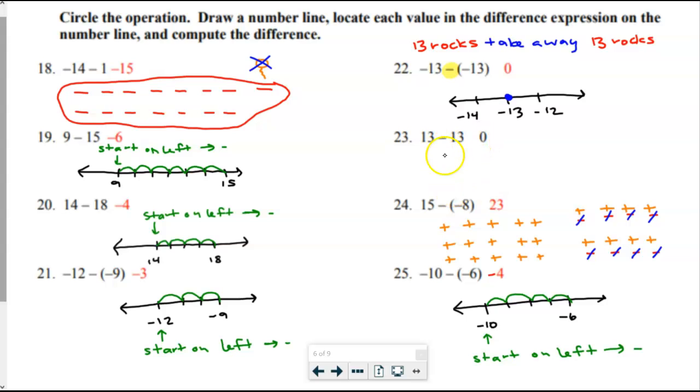Same thing here. 13 minus 13. This is a positive 13. So I can think about this as 13 balloons. Take away. That's what that subtraction means. Take away. What exactly am I taking away? 13 balloons. And 13 balloons, take away 13 balloons means I have nothing left. That's why it's equal to 0. There's models for each. There's the answer for each one.